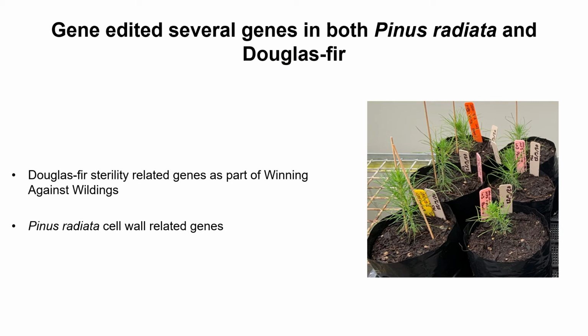And as you can see on this slide, we've actually developed editing and edited several genes in both Pinus radiata and in Douglas fir. And as I'm going to say in a moment, we've edited Douglas fir for sterility genes as part of the Winning Against Wildings project. But we've also done a lot of editing in Pinus radiata, and as it says on this slide, we've edited several genes which are related to the structure of cell walls, and we've also edited some genes related to sterility.